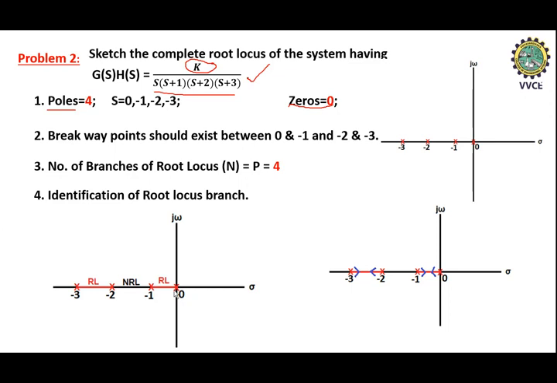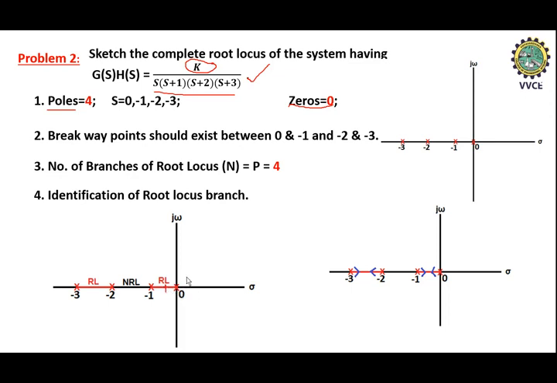Fourth step is you need to identify which is the root locus branch on the real axis. The real axis is the x-axis. On the x-axis you need to find out between which coordinates the branches of root locus are present. How are we going to find it out? If I consider a random point, between 0 and minus 1 I will consider minus 0.5, just for example. To the right side of this random point, count the number of zeros and poles.